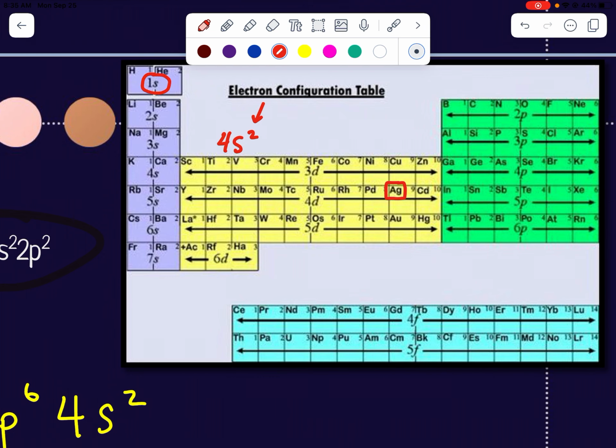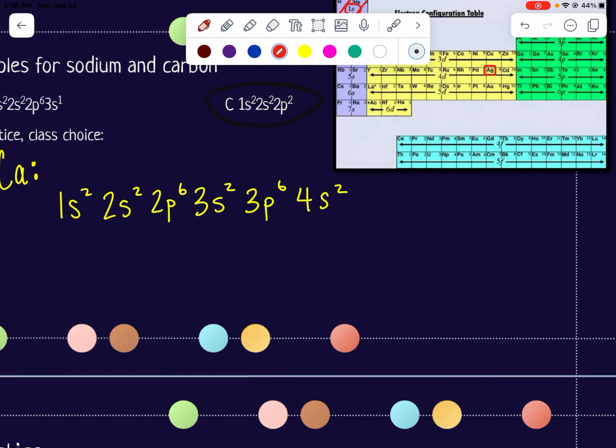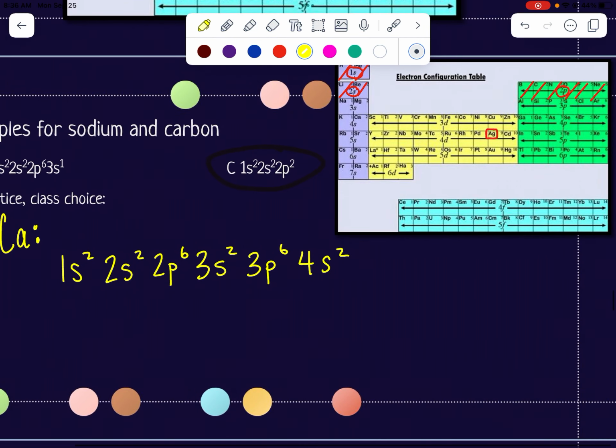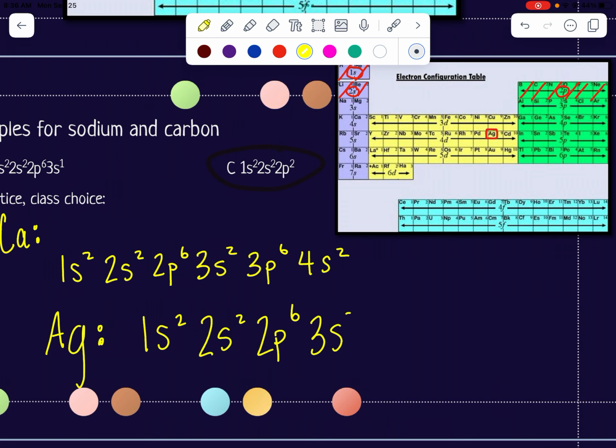I'm going to start with 1s, and it's 2 across, so that's going to be 1s2. Next, 2s2. Next, 2p, 1, 2, 3, 4, 5, 6 across. Okay? So let me fill this in down here. So what have we done so far? For the element silver, 1s2, 2s2, 2p6. Let's continue on to the third row of the periodic table. That would be 3s2 and 3p6.